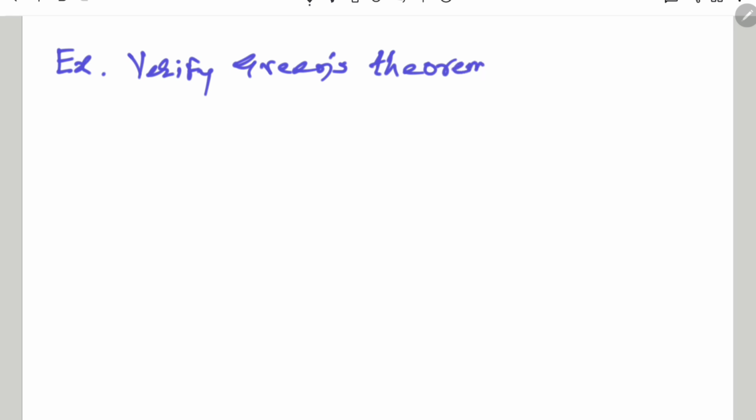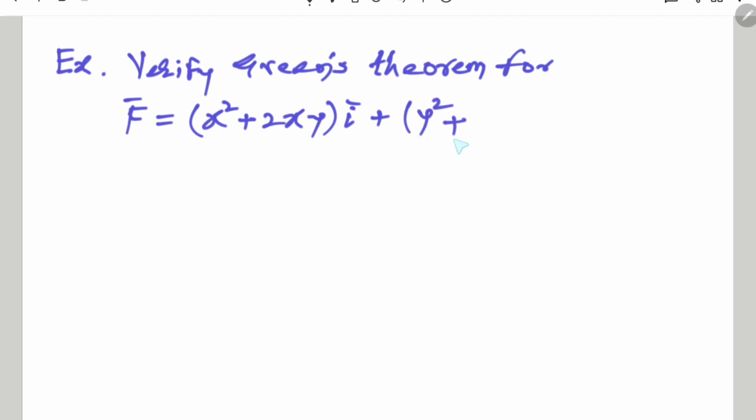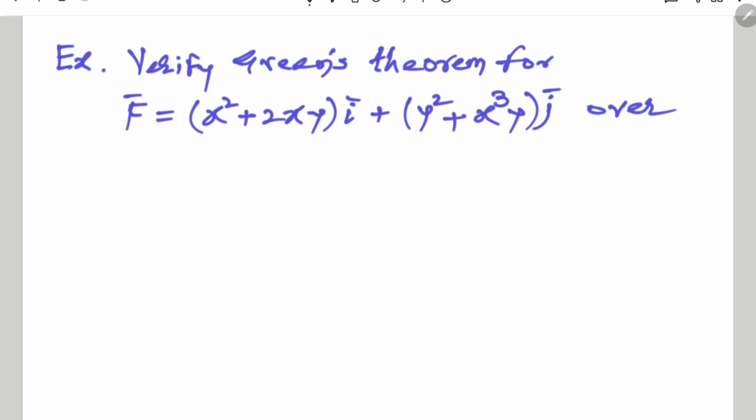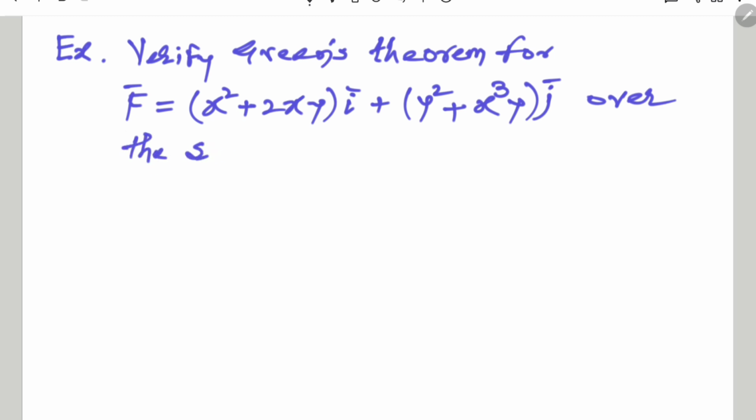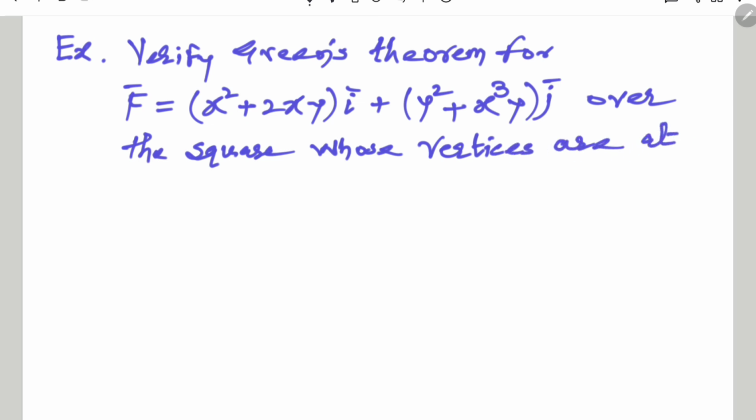Example: verify Green's theorem for F bar equals x square plus 2xy into i plus y square plus x cube y into j, over the square whose vertices are: first at 0 0, second at 1 0, third at 1 1, and fourth at 0 1.